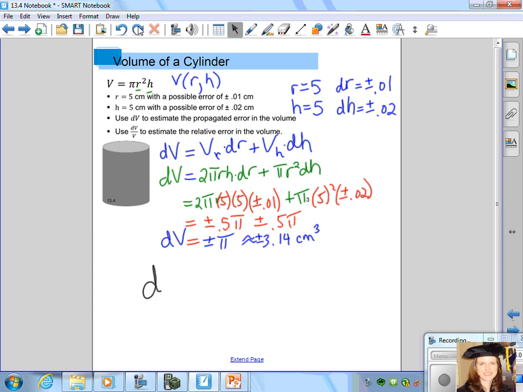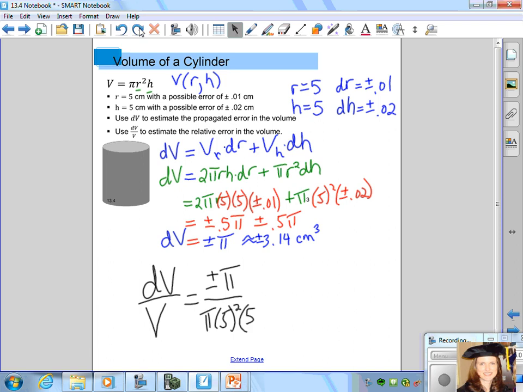So we want to now estimate dV over V. Use dV over V to estimate the relative error. The way you do that is you take your differential volume, which we already found, dV to be plus or minus pi, and you're going to divide that by what the volume should be when the radius is 5 and the height is 5 exactly, without including the errors.